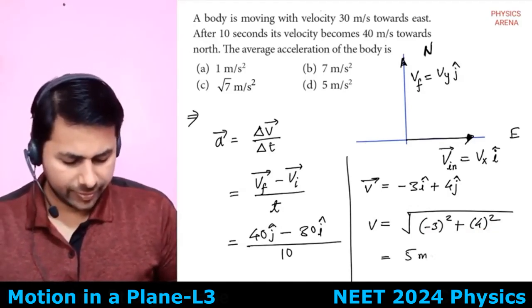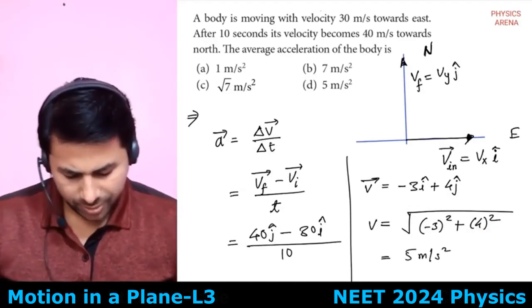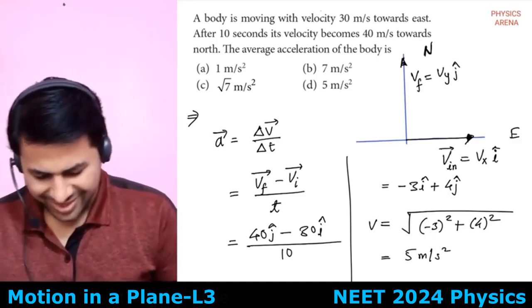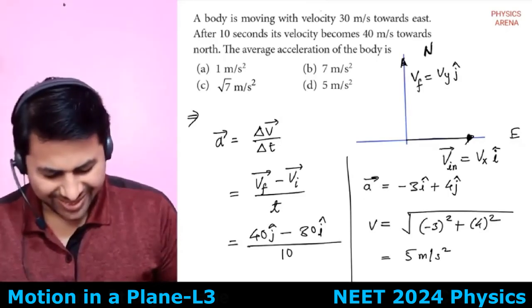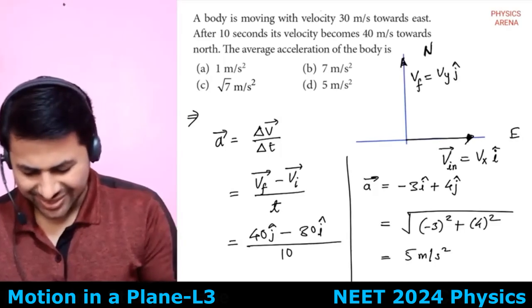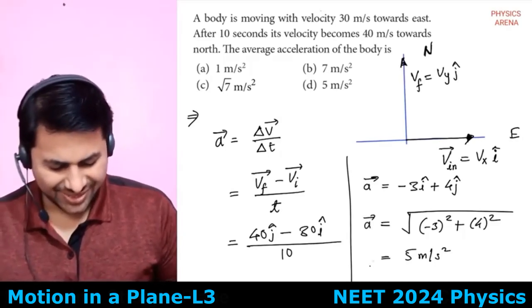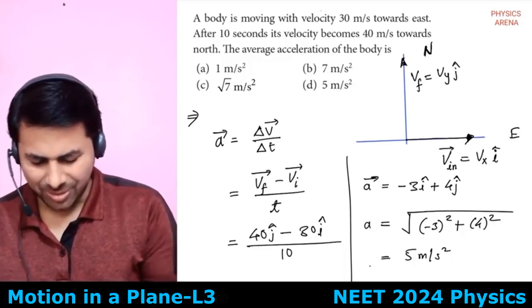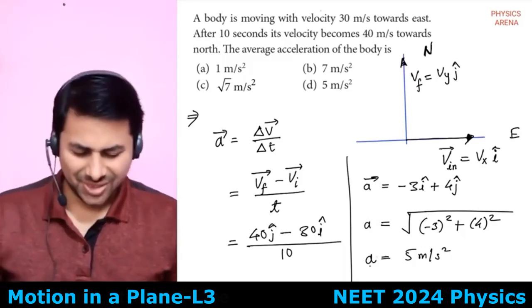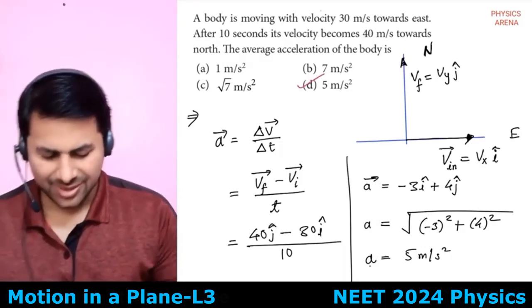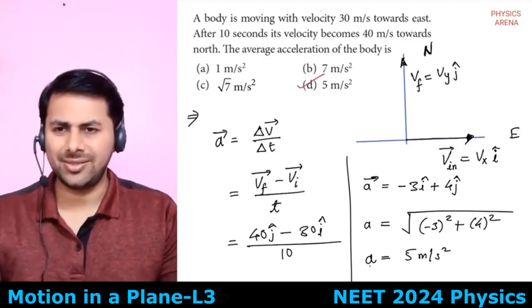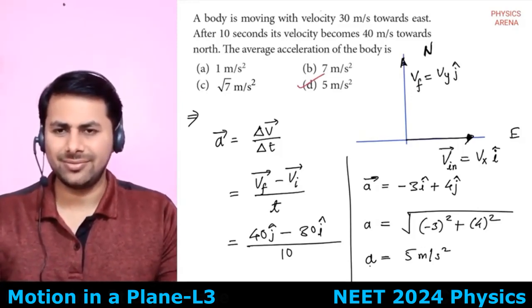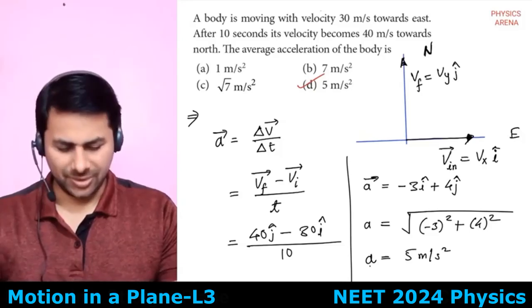5 meters per second. Oh no, this is not velocity. What did I write? It is acceleration. Okay. This is acceleration, and this is its magnitude. There will be no bar. Okay. It is option D. This is clear, Sai? Okay.